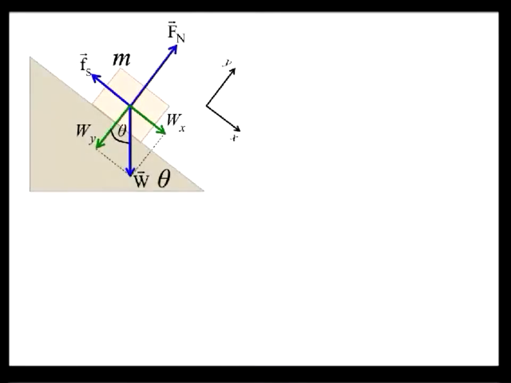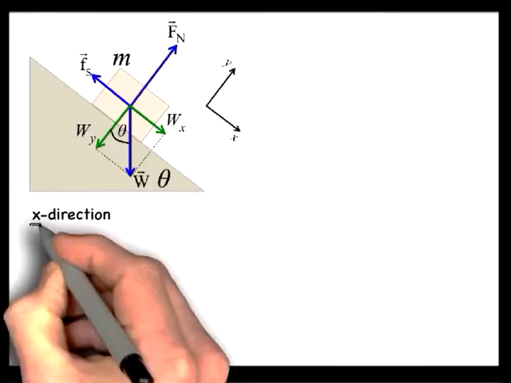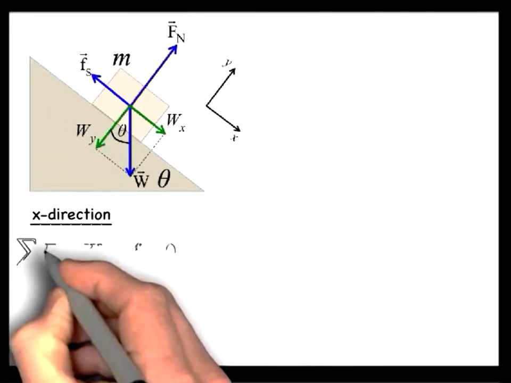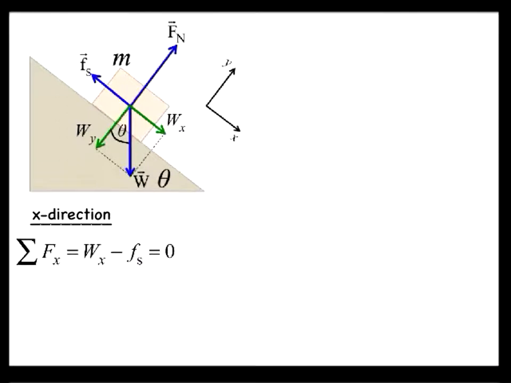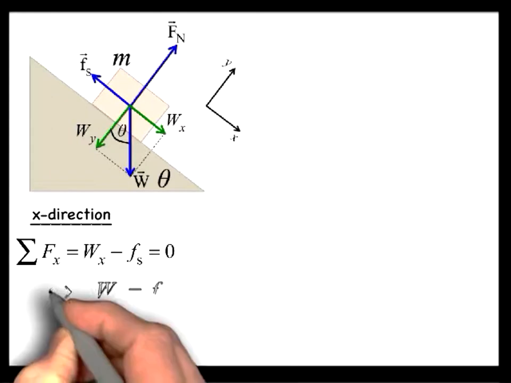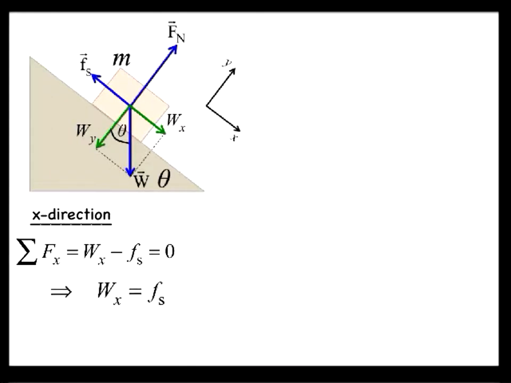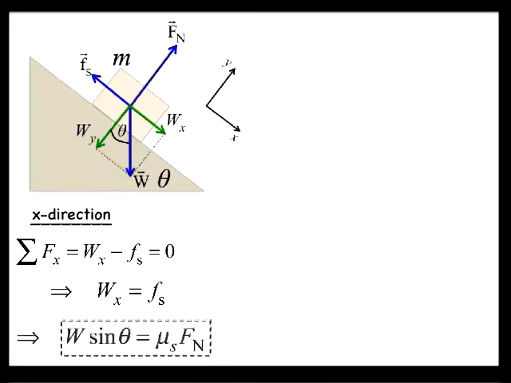is to apply the equilibrium conditions by setting the sum of the forces both in the x and y directions equal to 0. Starting with the x direction, we have the x component of the weight in the positive x direction, and the maximum static friction force in the negative x direction. The sum of these forces must be equal to 0. Therefore, we see that the x component of the weight must be equal to the maximum static friction force. The x component of the weight is the opposite side to the angle in our weight vector triangle, and therefore equal to w sine theta. And we can always write the maximum static friction force as mu sub s times the normal force. This is our first relationship from the equilibrium conditions.